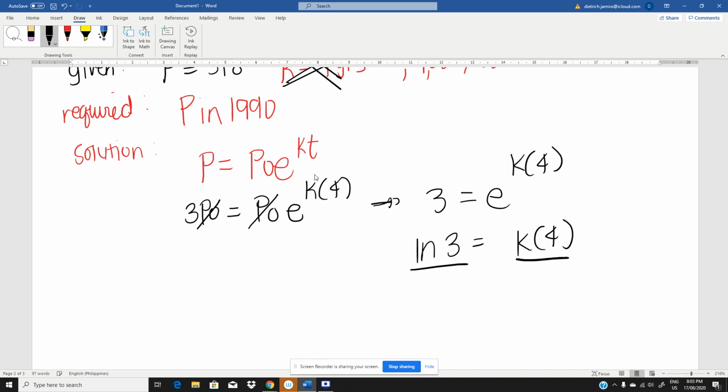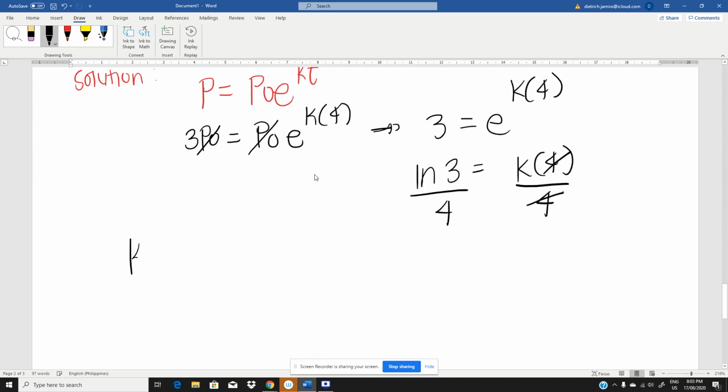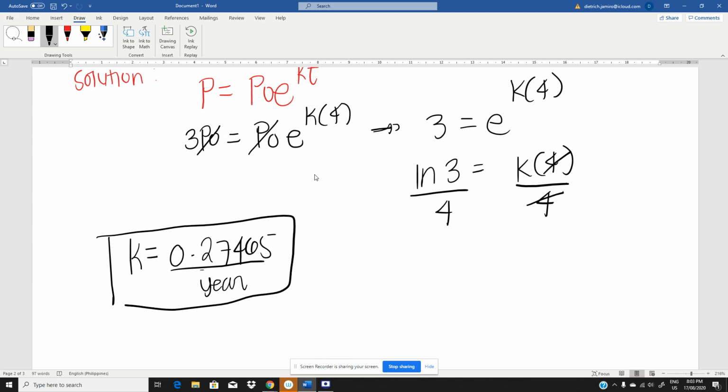Dividing both sides of the equation by 4, so 4 will cancel out, we will have K is equivalent to 0.27465 per year. So that's going to be our K. Now we have got the constant of proportionality. Now we will go to our required.